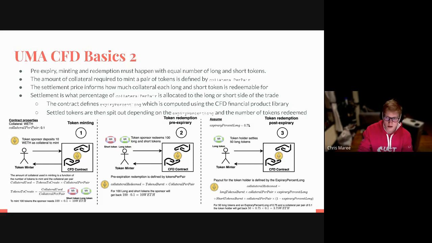So in the example where it's 0.75, this second term is going to go to 0 because there are no short tokens to burn in this example. And you will just have the number of long tokens burned times the collateral per pair times the expiry percentage long, and you'll get out the amount of WETH. So yeah, we'll see how this all fits together later on when we dig into the different use cases. But for now, you can think about this as a representation of the redemption value of long versus short tokens. Any questions or comments before I go on?